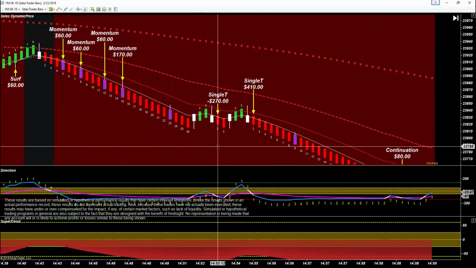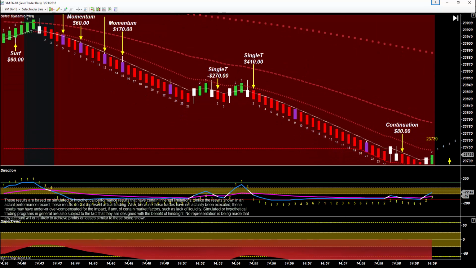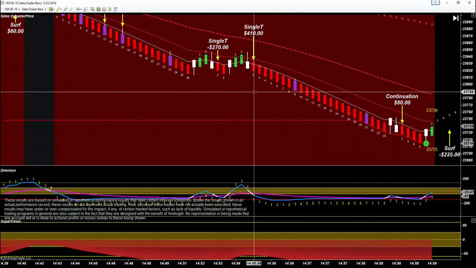We have a single T, little knee jerk head fake here. Again, we're able to adjust our profit target from 22 to 18 ticks to mitigate some of that loss. We have a very nice long run here. The single T short.